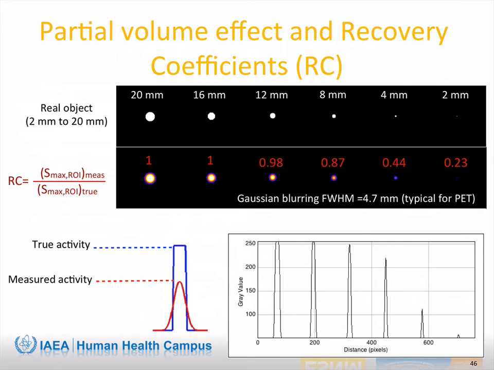In this mathematical example, a PET with a spatial resolution of 4.7 mm full width at half max is assumed. As the detail size is reduced, the RC value decreases. The knowledge of the RC values is then critical to evaluate the performance of a PET system, but also they must be taken into account when quantitative measurements, such as SUVs, have to be performed, especially for small lesions.